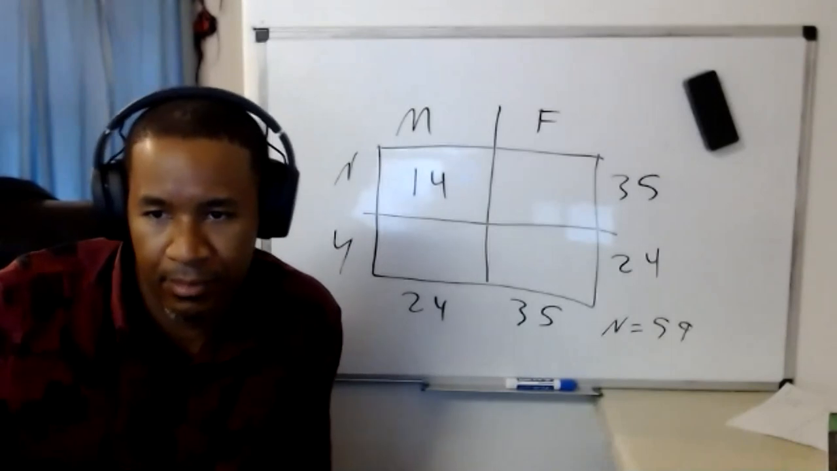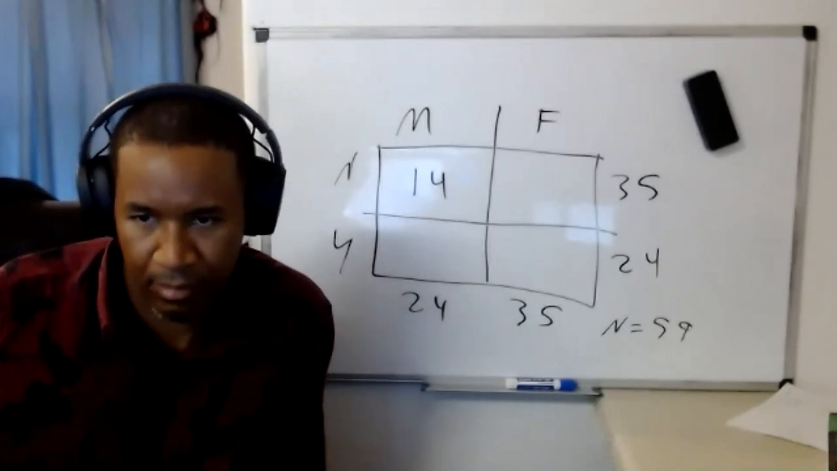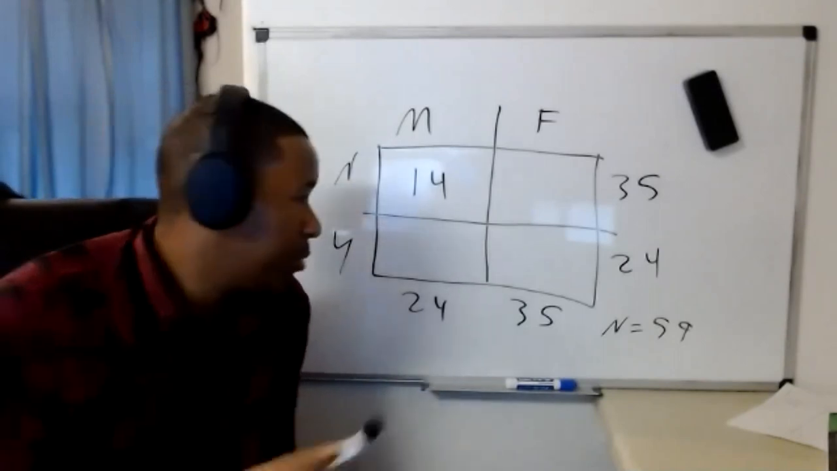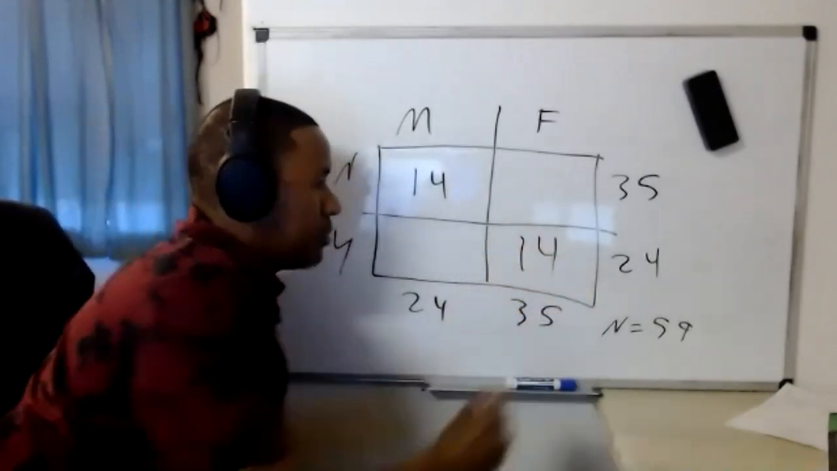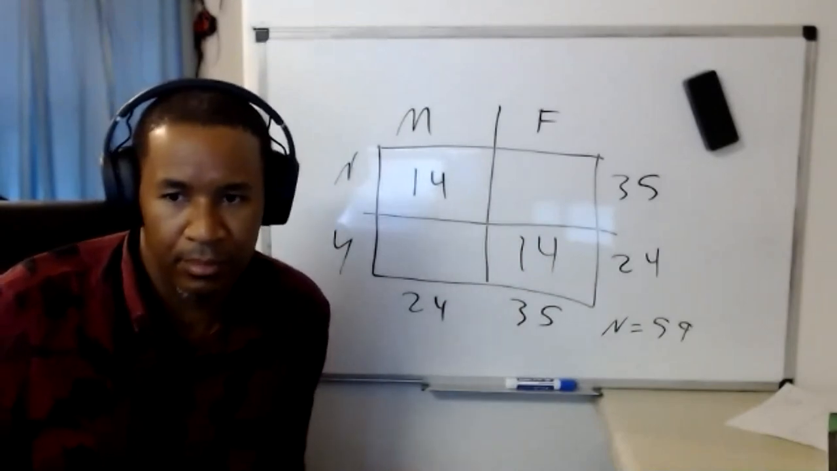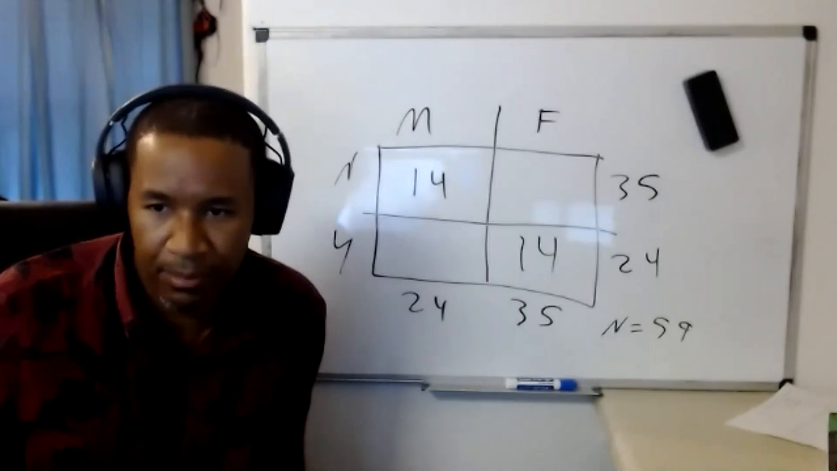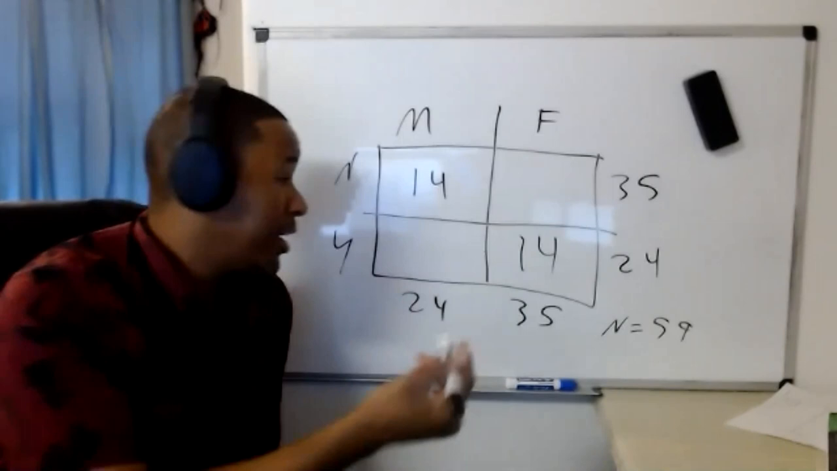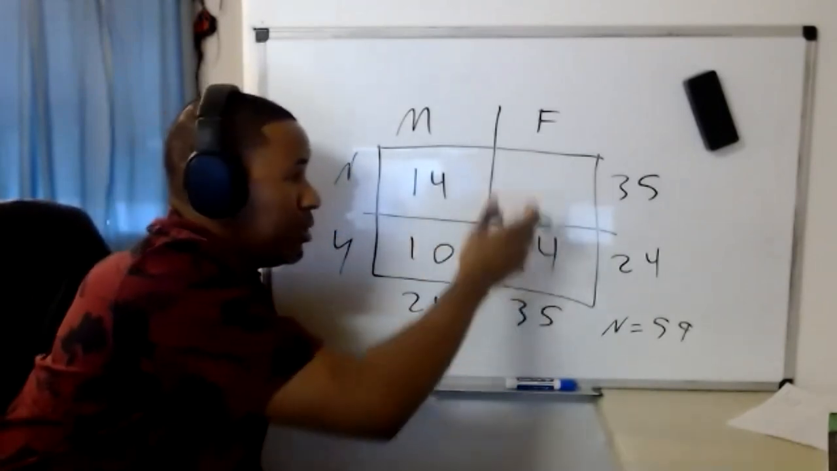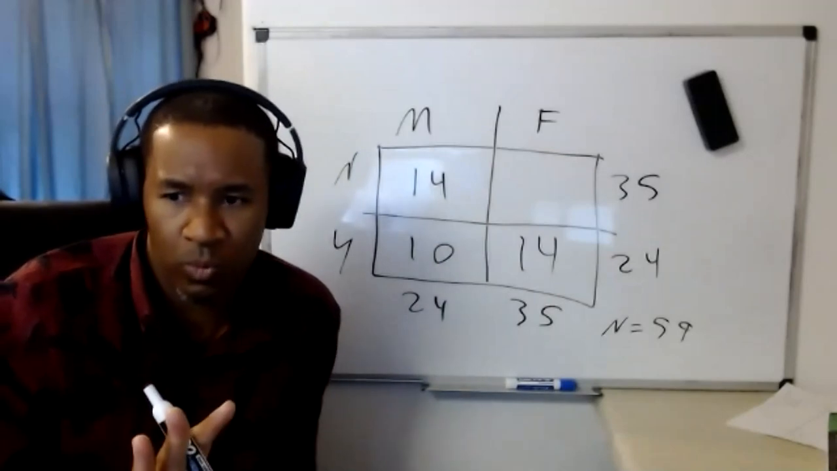So the one that's diagonal to the one we already did is going to be the same number. It's going to be 14, correct. And then the one on the bottom left would be 24 by 24 divided by 59. And the top one would be 9.76. Right, so we'll just round that up to 10, good. And then this one would be? 35 by 24 divided by 59 is 10 again.